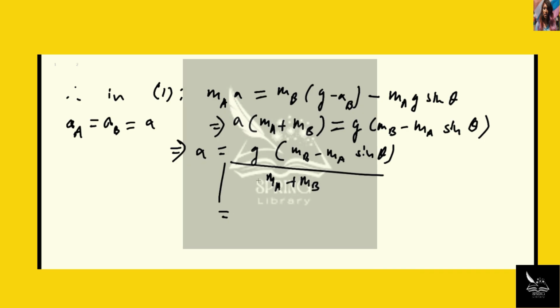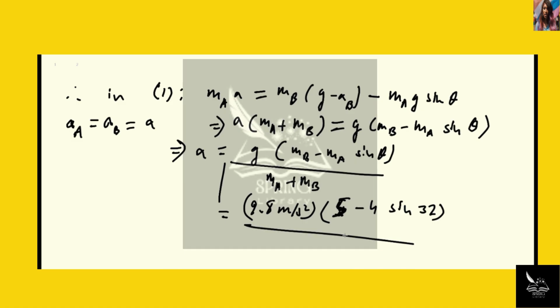So we get 9.8 meters per second squared times (5 kilograms minus 4 kilograms sine 32 degrees) over (5 plus 4 kilograms). And so what you get out of this is an acceleration of 3.1 meters per second squared. Okay, all right, so that was part A.